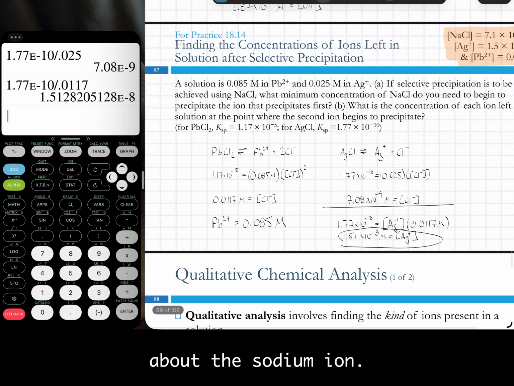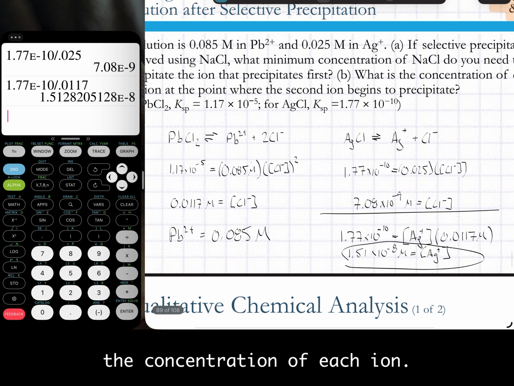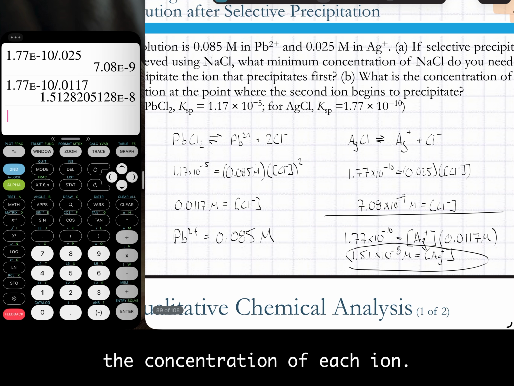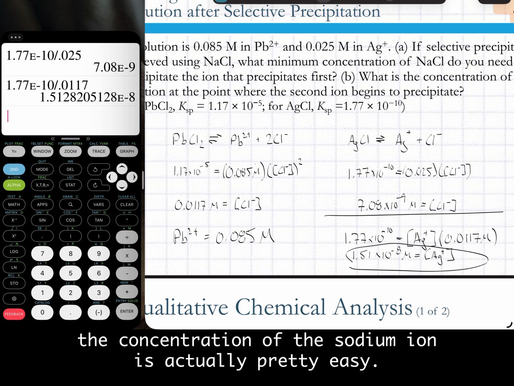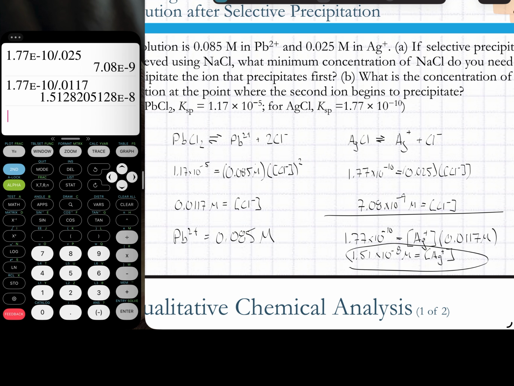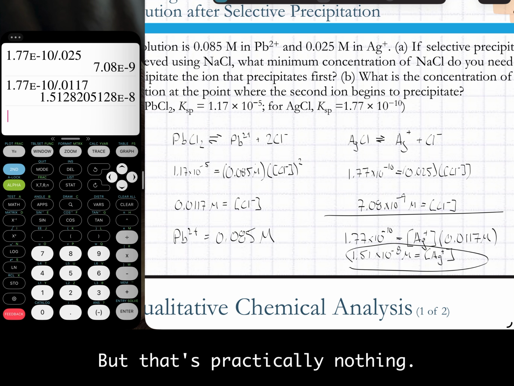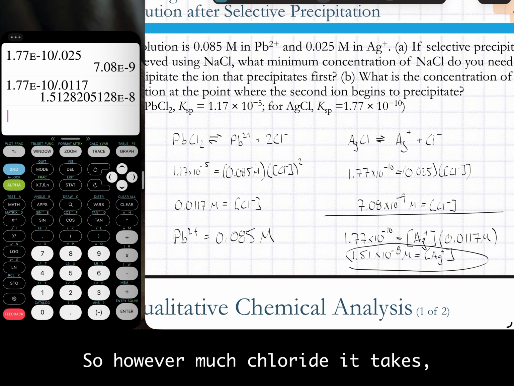Oh, okay, so they didn't ask about the sodium ion. I mean, they did say the concentration of each ion, which could just be lead or silver, or it could also be sodium. The concentration of the sodium ion is actually pretty easy. How much sodium ion is in solution? Practically, plus whatever we needed for the silver, but that's practically nothing. So however much chloride it takes, there's also going to be that much sodium present.